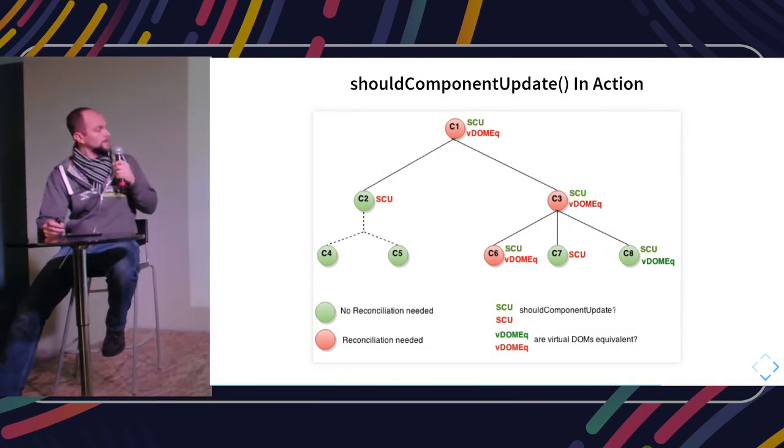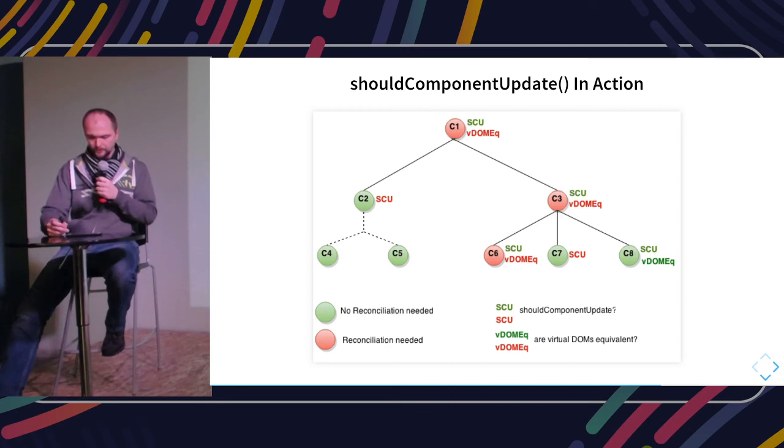So here is a subtree of components. For each one, SCU indicates what shouldComponentUpdate returned, and DOM indicates whether the rendered React elements were equivalent. Finally, the node's color indicates whether the component had to be reconciled or not. Since shouldComponentUpdate returned false for the subtree rooted at C2, React did not attempt to render C2 and thus didn't even have to invoke shouldComponentUpdate on C4 and C5.